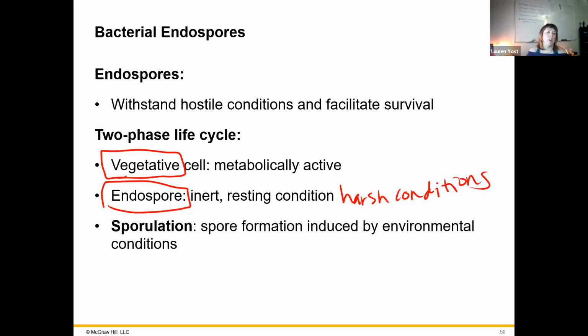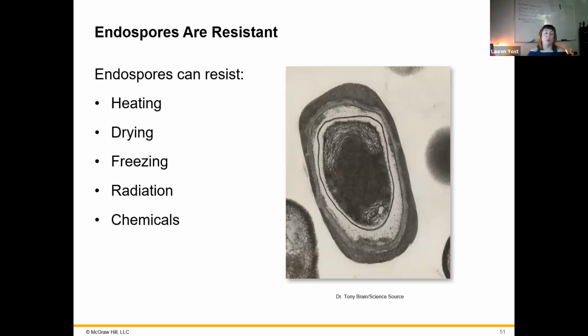Sporulation is whenever we are forming those endospores. So that's the whole process involved in forming an endospore. That's referred to as sporulation. Spores are very resistant to a lot of things, including heat, drying, freezing, radiation, and chemicals. So it's very surprising the things that they can withstand.